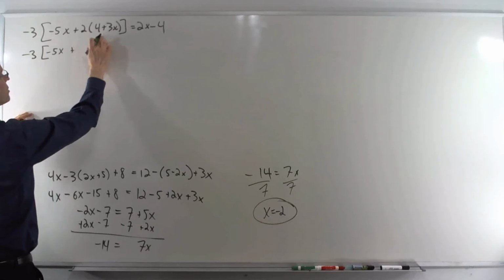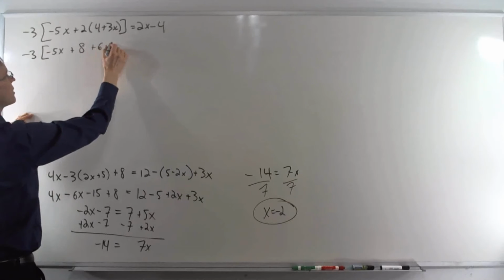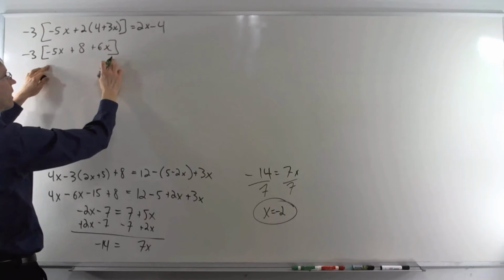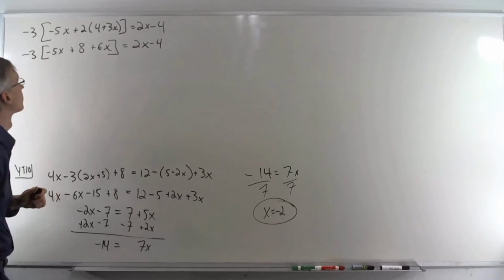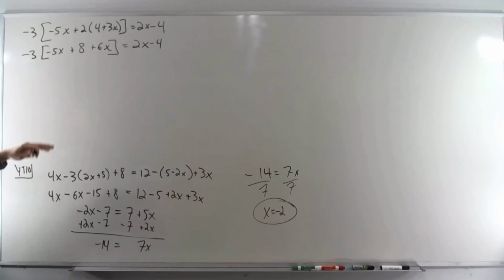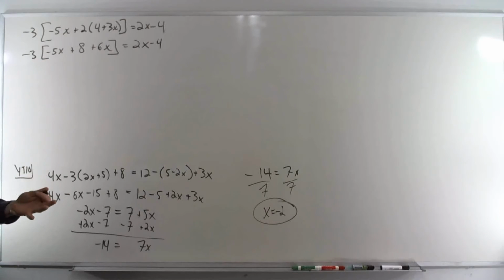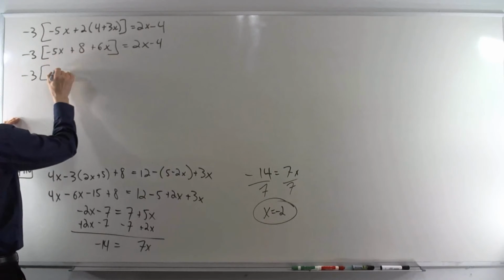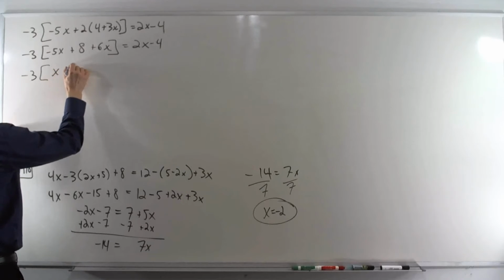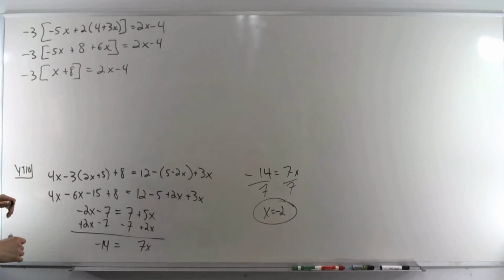Now we'll distribute here. 2 times 4 is 8. 2 times 3x is 6x. Close the outer brackets now. And the other side stays 2x minus 4. All right, now let's combine like terms inside the parentheses. Simplify as much as possible before we distribute into them. This can be negative 3. Negative 5x plus 6x is a positive x, so x plus 8 on the inside of it. Now we can distribute in.